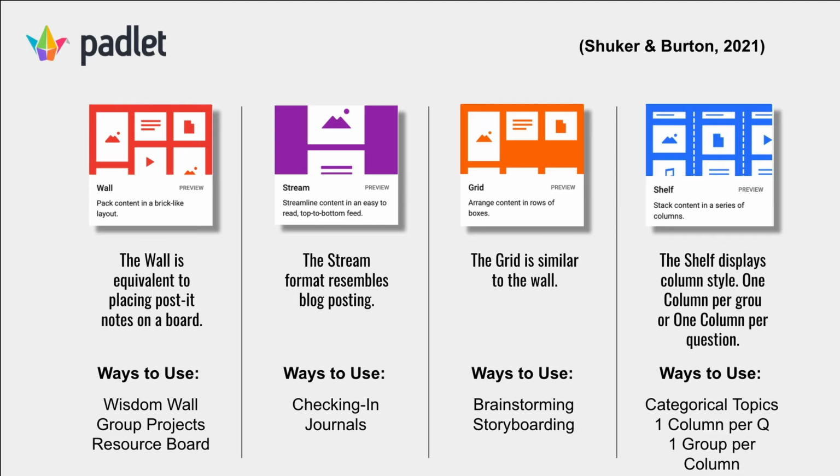A fourth way is called the shelf. Now, the shelf displays one column, right? It displays in column style, so you can group things categorically. One idea is that you could do one column per question, and then everything that's posted in that column relates to the one question at the top of that column. Or if you're doing group projects and you have multiple groups, you could assign one column to each group, and then all the content within that one column is specific to that group. So that's one way that you could use the shelf in your classroom.